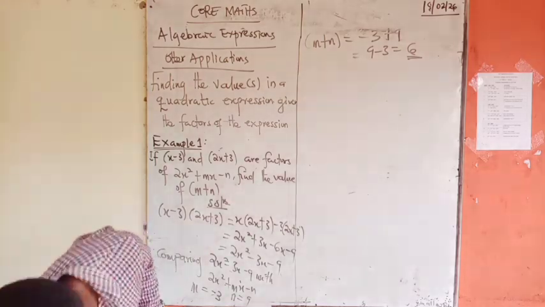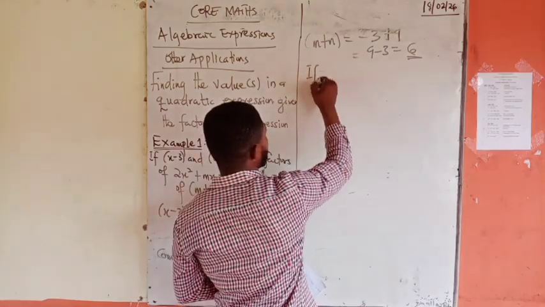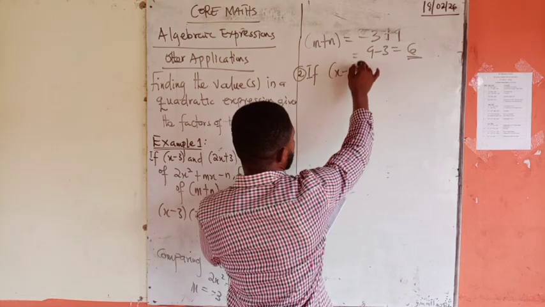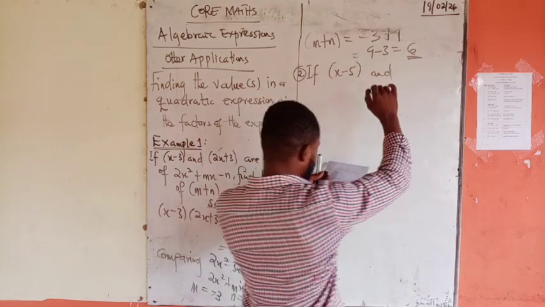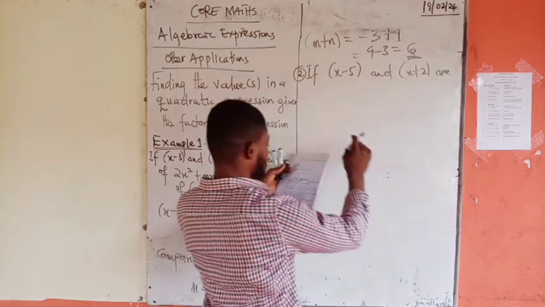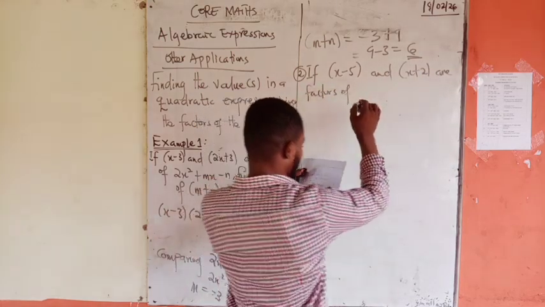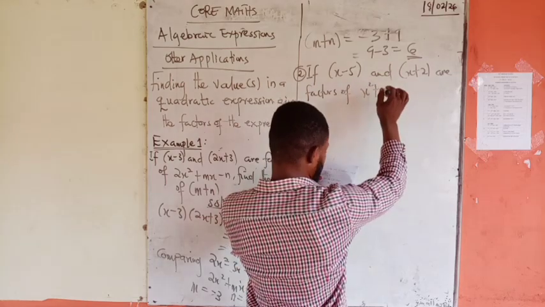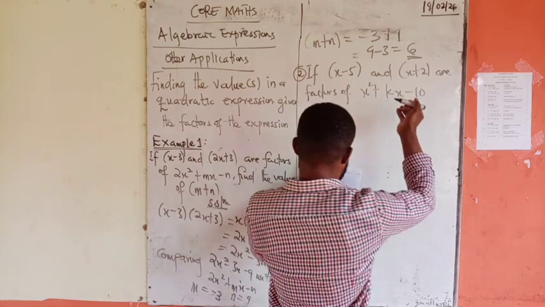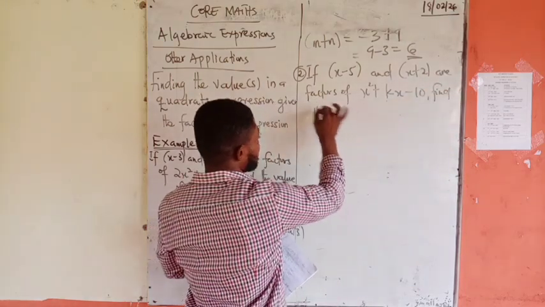Okay. So let's take the second example. Example 2, if x minus 5 and x plus 2 are factors of x squared plus kx minus 10, find the value of k.